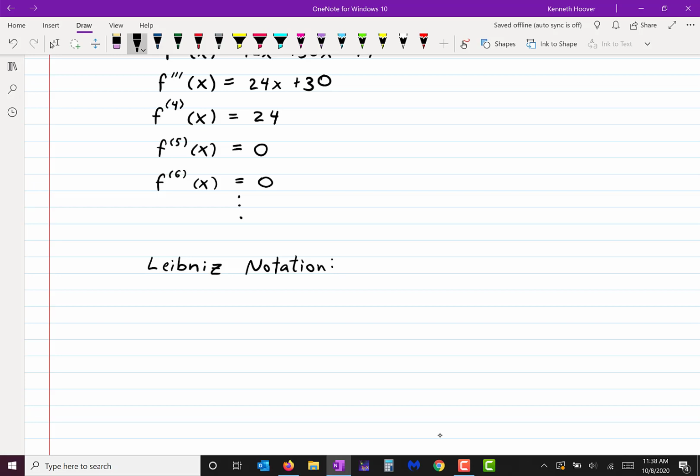So I've used this from time to time in the lectures. If you have a function f, let's say f of x, then the first derivative would be df dx. Sometimes we write it like this.